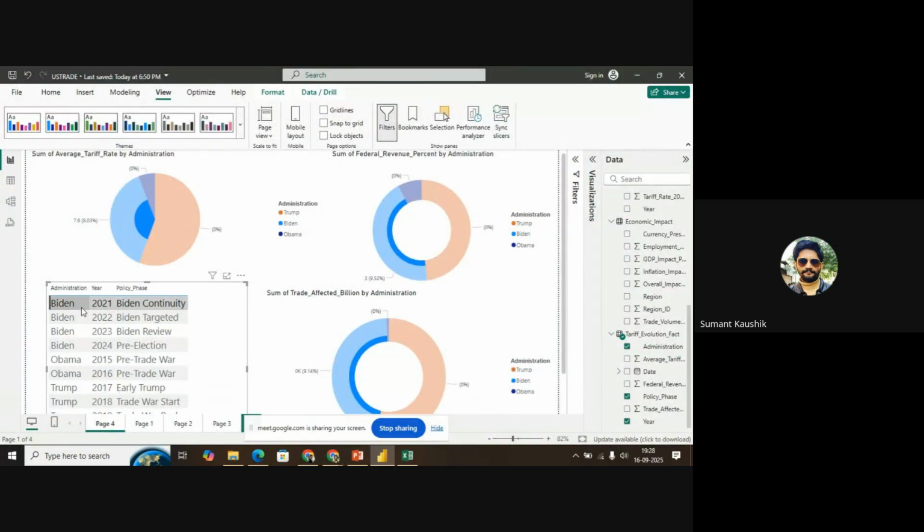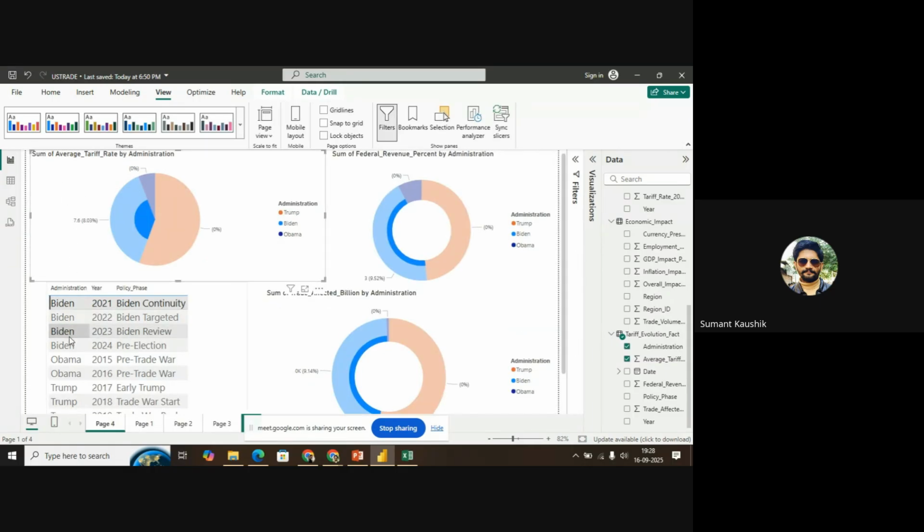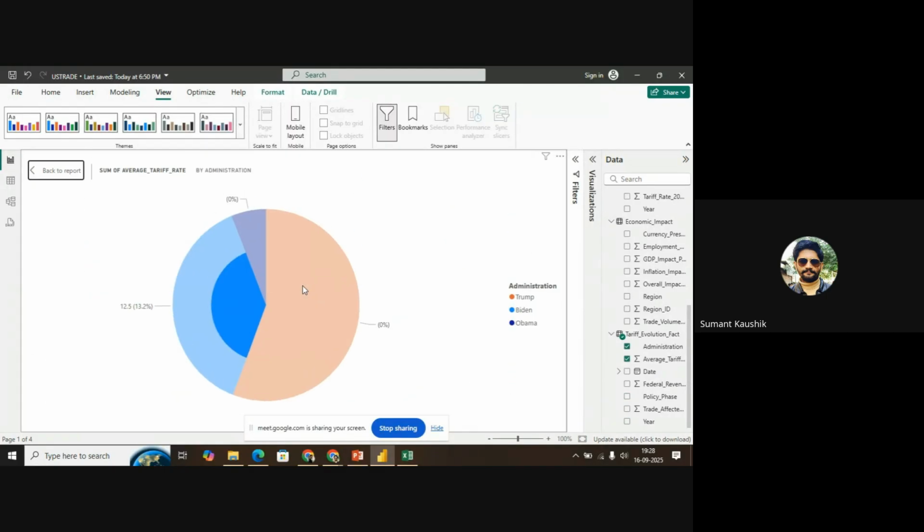So Biden joined the office in 2021. At that point of time, the average tariff was 7.6%. As you can see, 7.6%, this is the highlighted one. So this was the tariff percentage when Biden joined. And when Biden went for election, this tariff rose to 12.5% from 7.6. So the tariff rate increased when Biden moved from joining the office till pre-election.